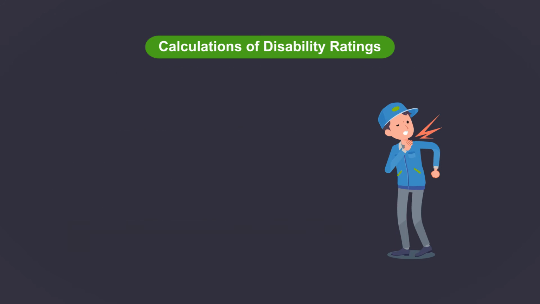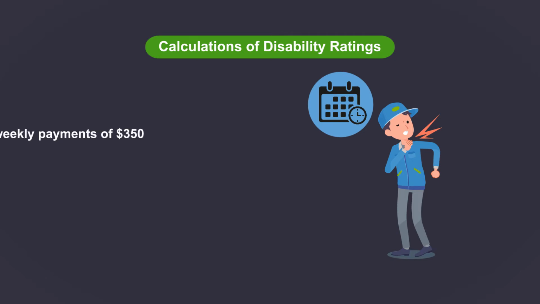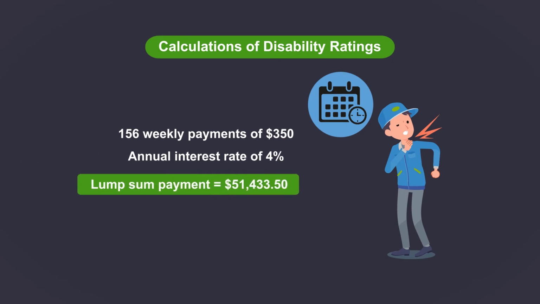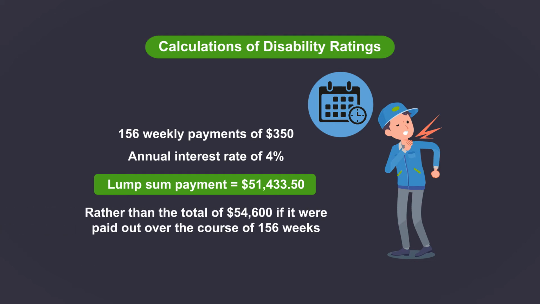Of course, any settlement offer could adjust that figure to account for the time value of money related to the timing of future payments. In the case of 156 weekly payments of $350 and assuming an annual interest rate of 4%, a present lump sum payment should be $51,433.50 rather than the total of $54,600 if it were paid out over the course of 156 weeks.